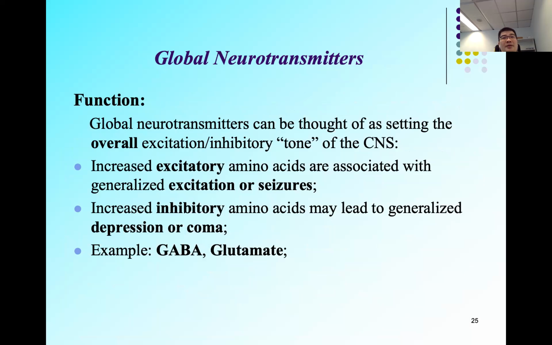So, the global neurotransmitters function in the overall excitatory and inhibitory tone of the CNS. If that is excited too much, that will be associated with general excitation or seizures. Certainly, if you are very excited, that increases your consciousness as well, but if too much, it becomes seizures. Inhibitory will result in depression or coma. Maybe coma is a better term than unconsciousness. In the seizure example, it is not coma. So GABA and glutamate are the global neurotransmitters.